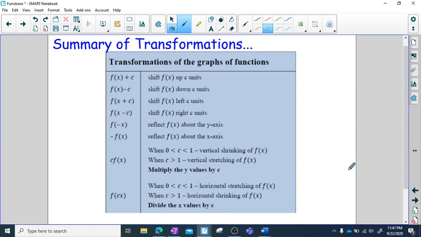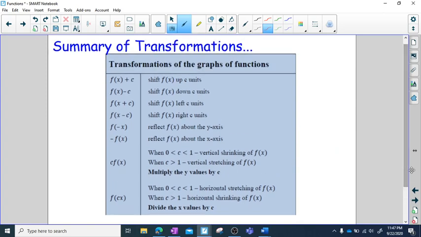All right, so that's a chart that summarizes all of the transformations. Out of all the explanations and everything I showed you, this is what you really need to know. C in all of these is just a constant, any constant.